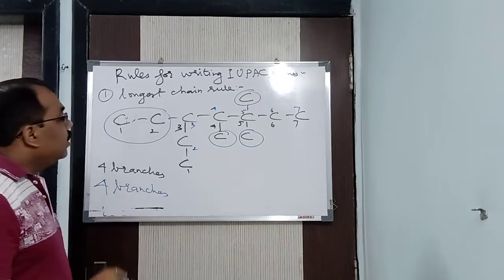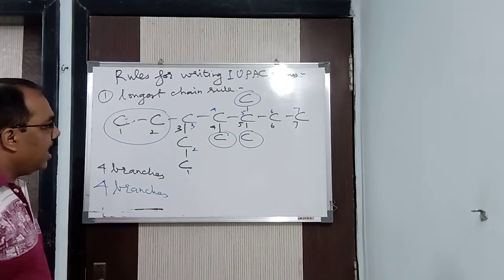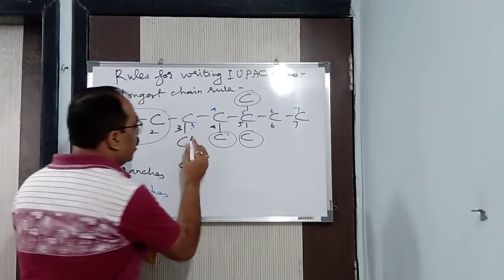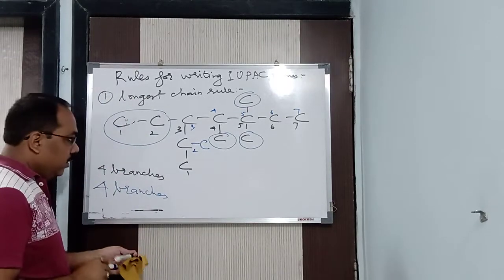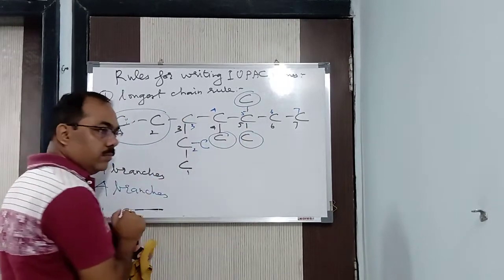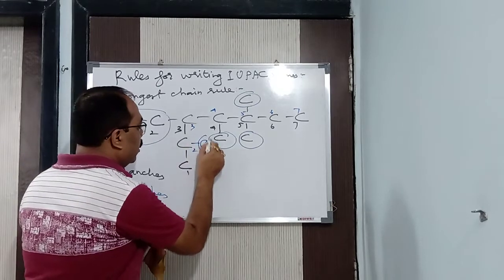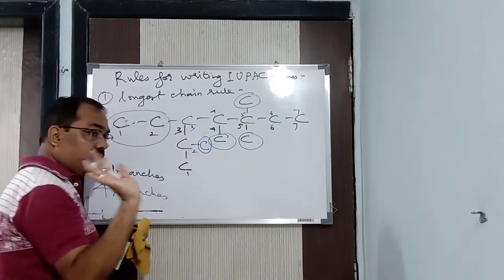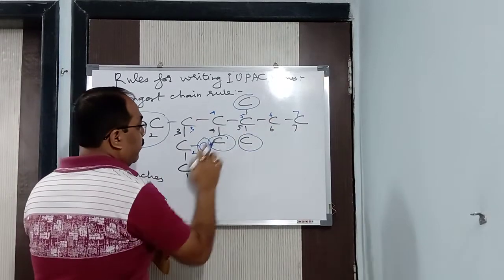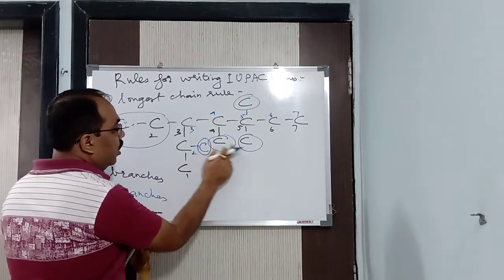Alright, anyone. Now suppose I am increasing the branches here. Let us say I am adding one more branch here. One more carbon here. So this is your longest chain. This also is another branch, you can see. I am adding one more carbon here just to explain to you. So now how many branches did we get? Count it: 1, 2, 3, 4, 5.